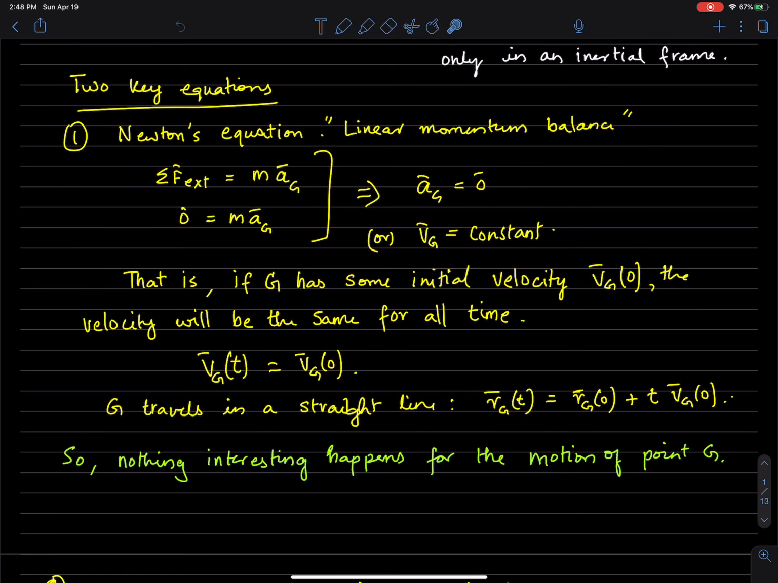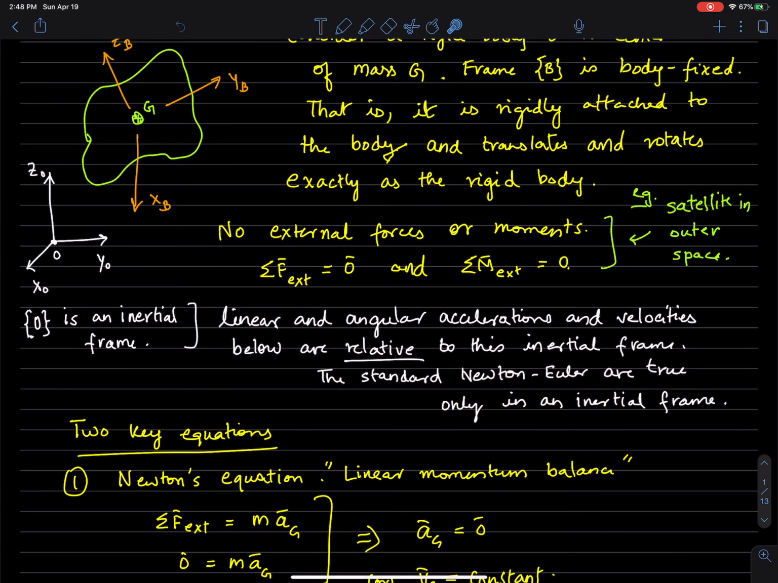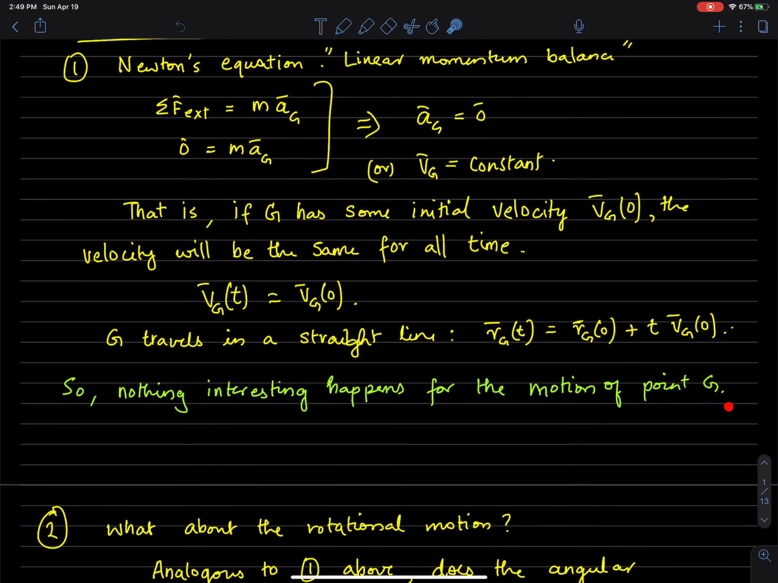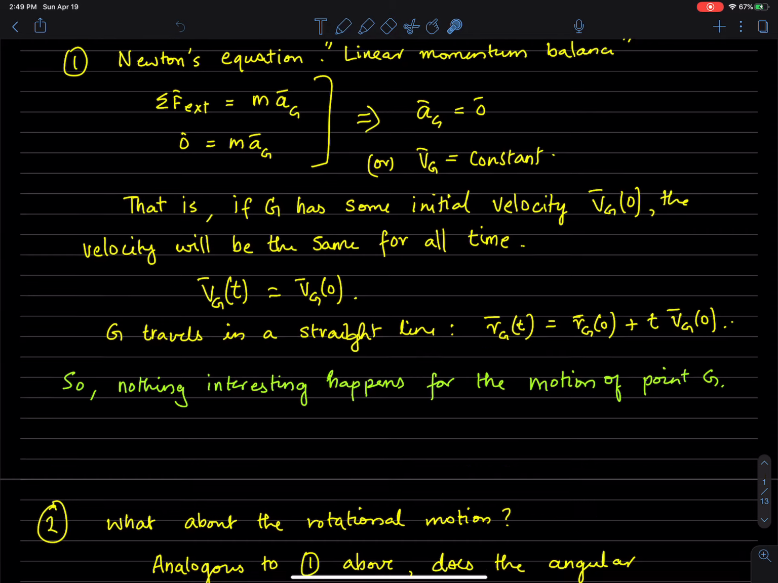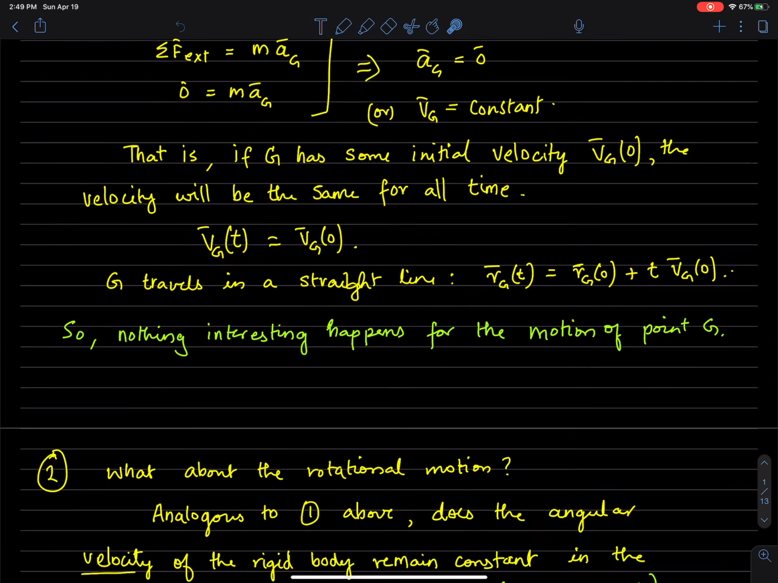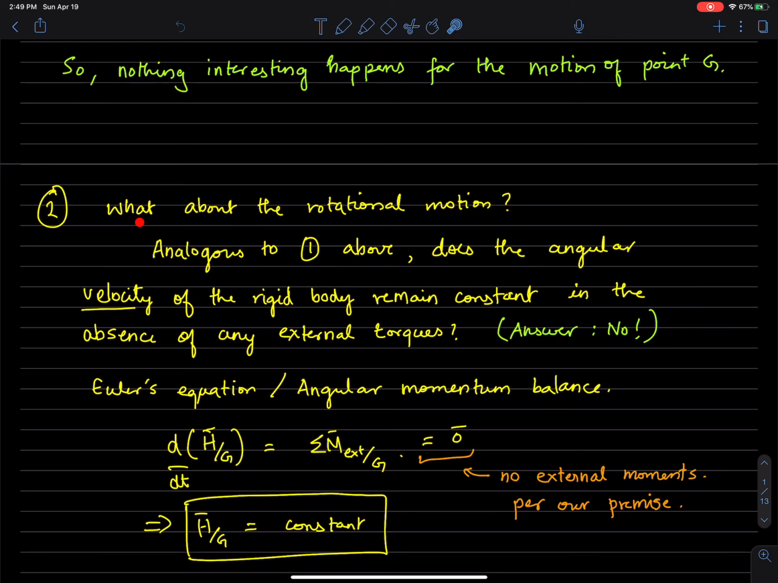That's all there is to it. Because there are no external forces or moments, all that happens is that G can travel in a straight line if there is a non-zero velocity initially, or if the initial velocity is 0, then of course G just stays put and does not move. So that's linear motion of G. Now what about rotational motion?